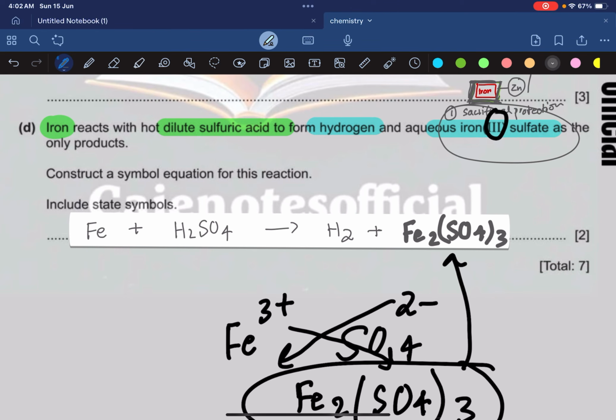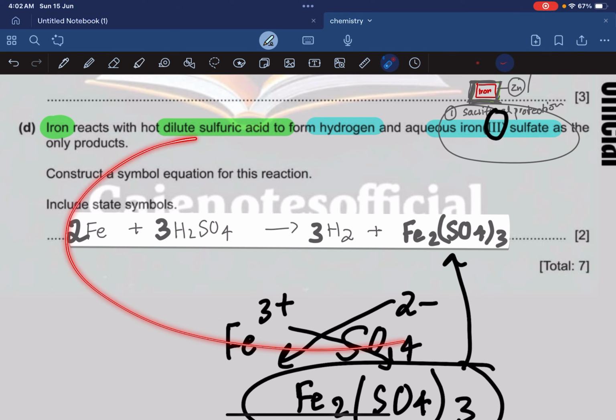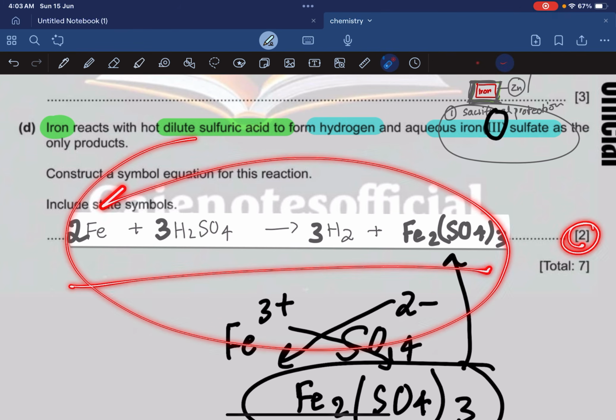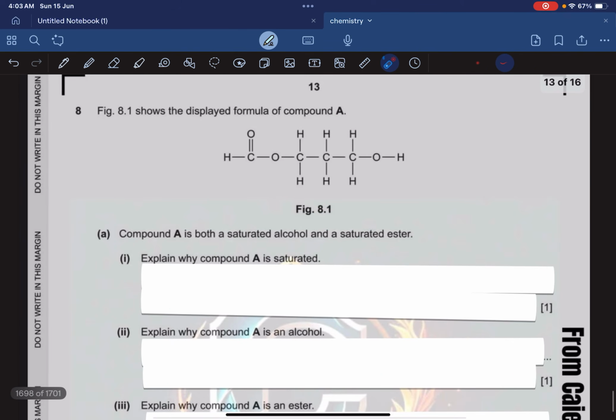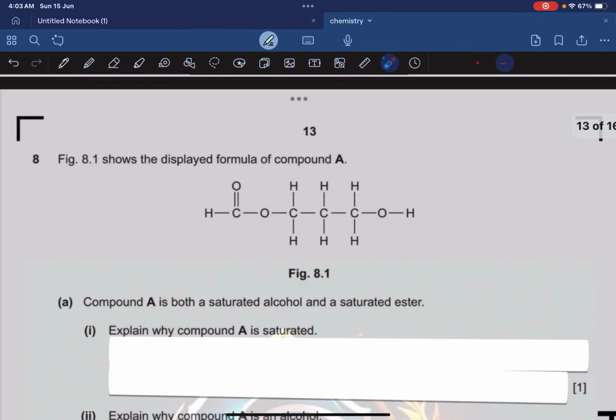And now to balance it out, you had to write a 3 over here, a 3 over here, and a 2 over here. Okay, so that was how you had to write the equation, and the 2 marks were 1 for writing the equation and 1 for balancing it. Okay, so next question. Figure 8.1 shows the displayed formula of a compound A.